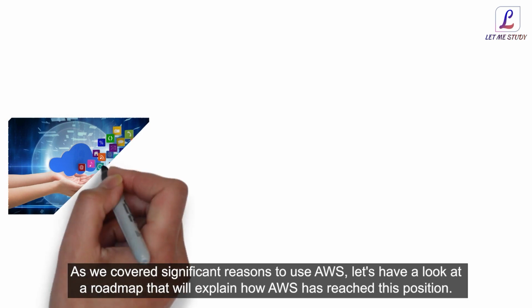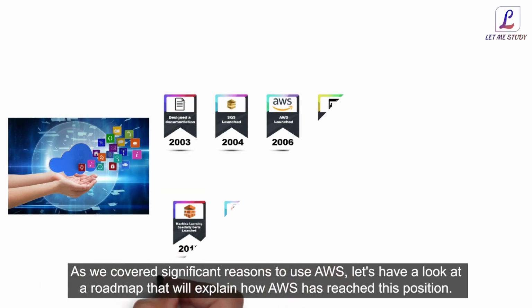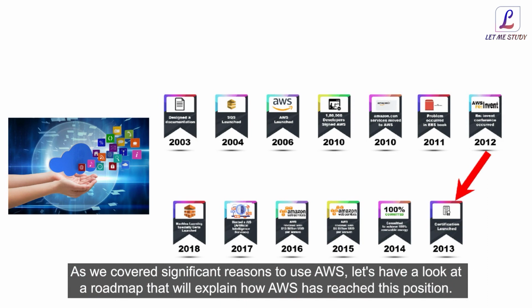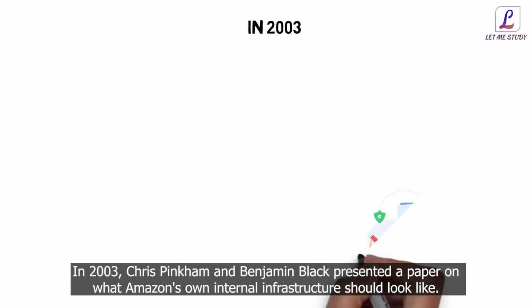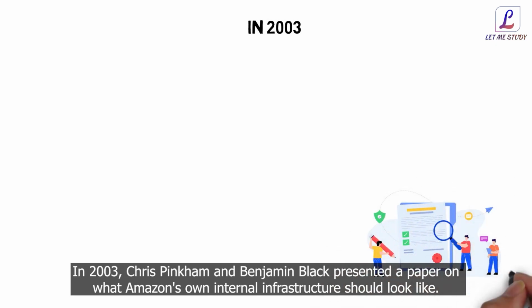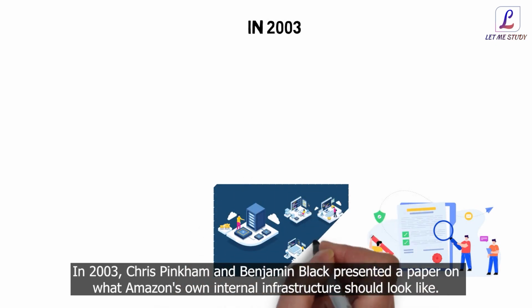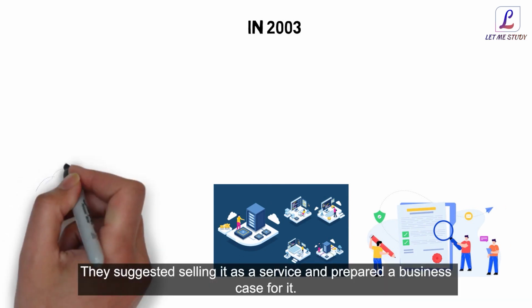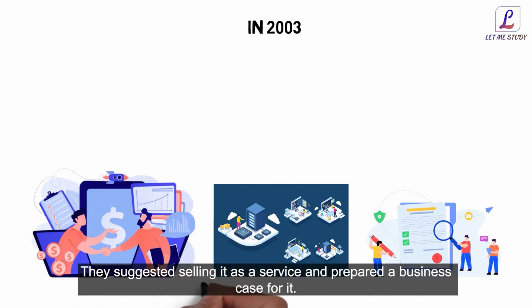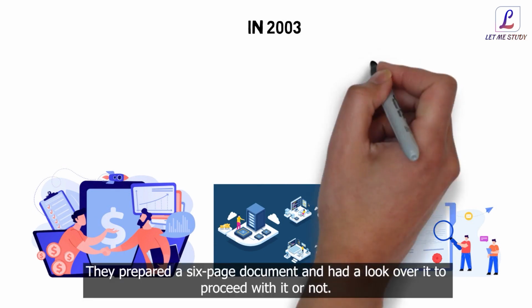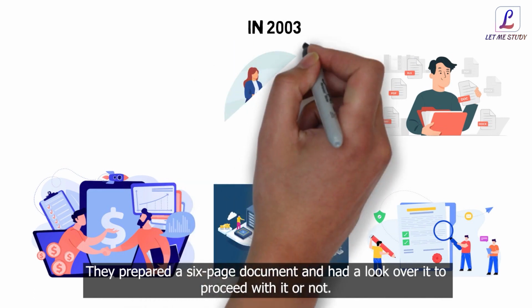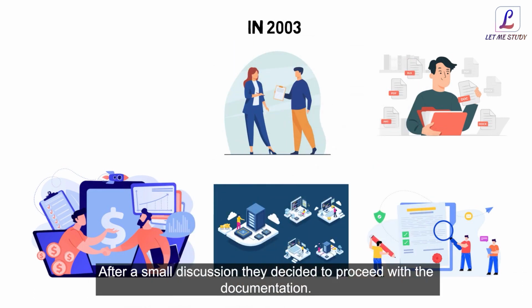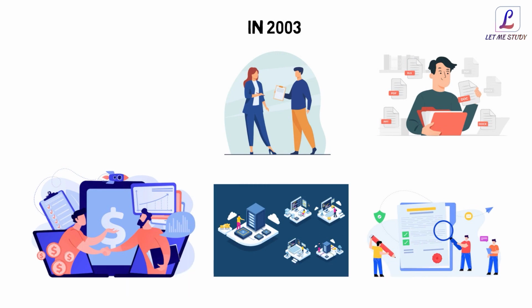As we covered significant reasons to use AWS, let's have a look at a roadmap that will explain how AWS has reached this position. 2003. In 2003, Chris Pinkham and Benjamin Black presented a paper on what Amazon's own internal infrastructure should look like. They suggested selling it as a service and prepared a business case for it. They prepared a 6-page document and had a look over it to proceed with it or not. After a small discussion, they decided to proceed with the documentation.